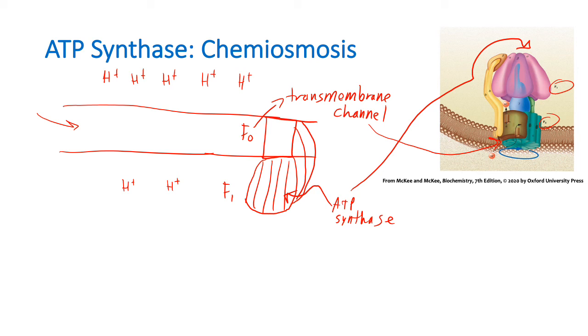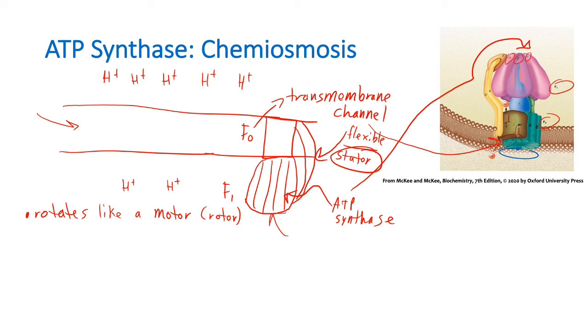Notice here that the ATP synthase part, they're called alpha, beta, alpha, beta, alpha, beta. There's 6 of them. It actually rotates like a motor. So it's rotary action. And what else do I want to say? Oh, this is called the flexible stator. Well, it is flexible, that describes it, but it's called the stator.